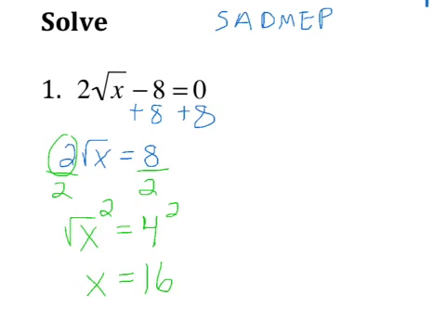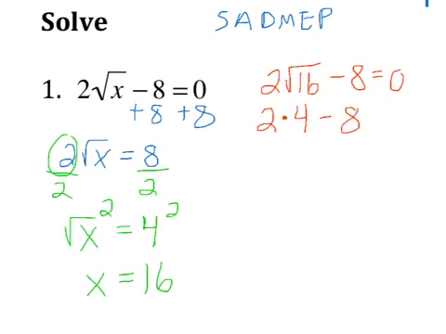You can always plug your answer back into your equation to check. So let's do a quick check to make sure that we got the answer right. So we want to make sure that 2 times the square root of 16 minus 8 equals 0. Well, the square root of 16 is 4. 2 times 4 is 8. And 8 minus 8 is 0. So it looks like we got the right answer.